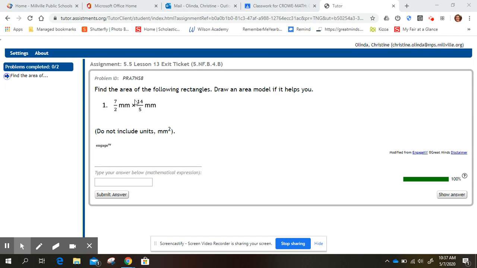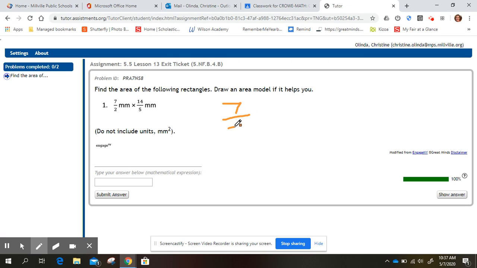So question 1 says, find the area of the following rectangles. Draw an area model if it helps you. You can draw if you need to, but really we just need to multiply. The easiest way to do that would be to cross simplify. And we've done that quite a few times before.